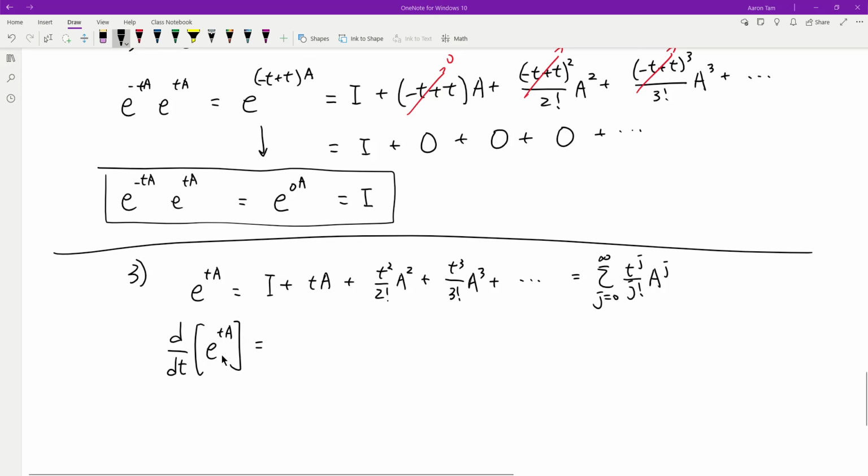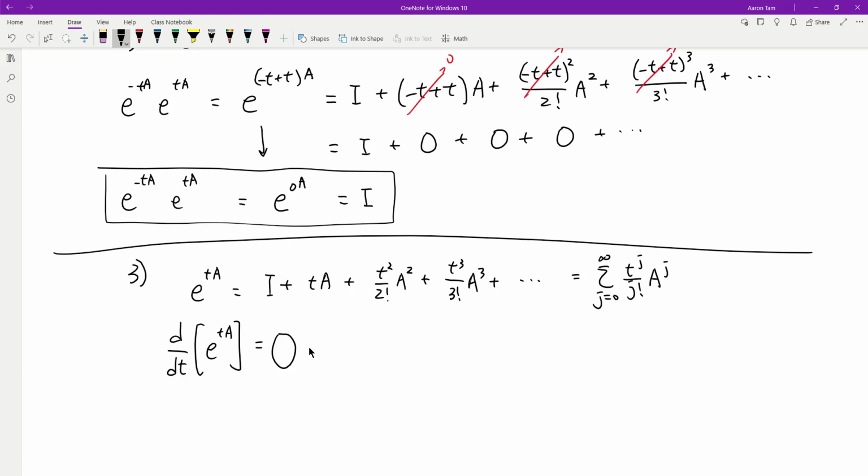So let's try to take the derivative of e to the tA and find out what happens. Remember here, t is the variable. A is, technically speaking, a constant matrix. So if I take the derivative of I, that has no t in it, so that just goes away. Or you can think of it as becoming the 0 matrix. Not 0, the 0 matrix. Okay?